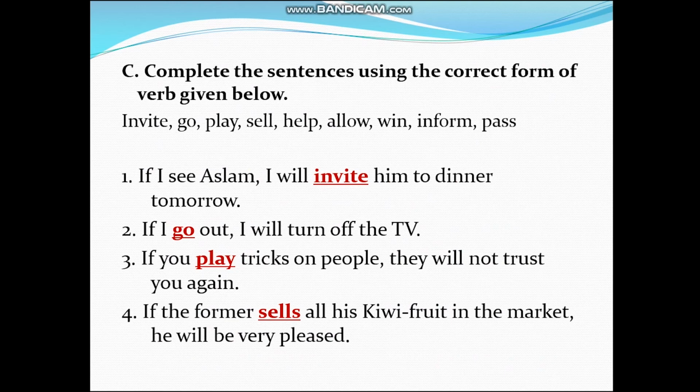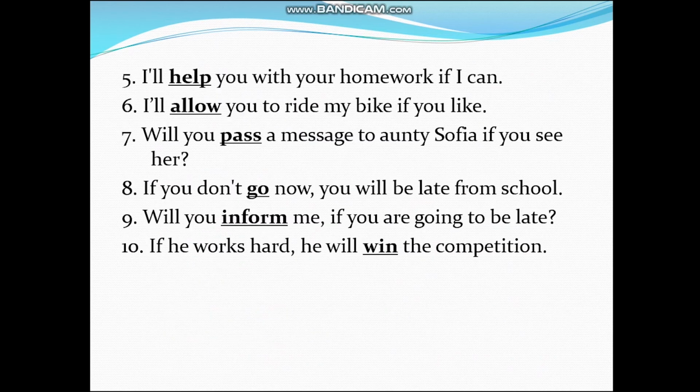Now, if I go out, I will turn off the TV. If you play tricks on people, they will not trust you again. If the farmer sells all his kiwi fruit in the market, he will be very pleased. I'll help you with your homework if I can. I'll allow you to ride my bike if you like.